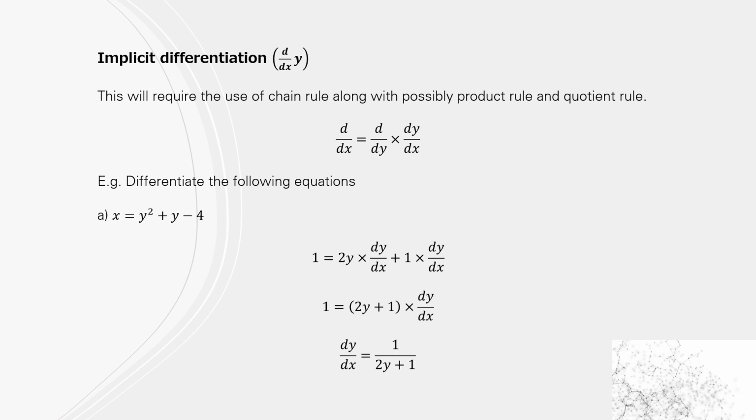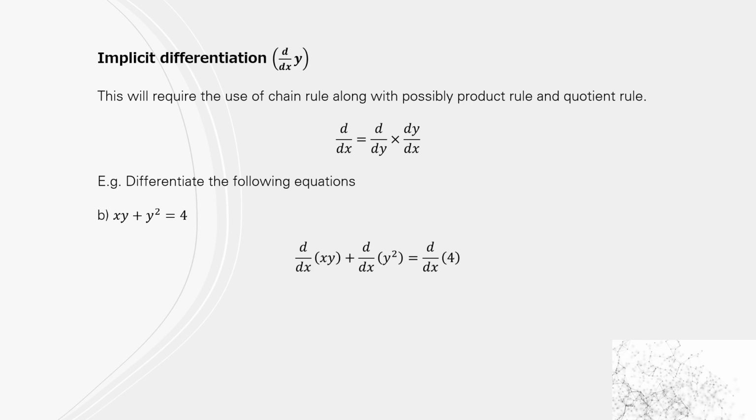So now collect like terms. So dy dx is a common factor on the right hand side. So that's 2y plus 1. So if I divide by 2y plus 1, I get dy dx is equal to 1 over 2y plus 1. So that's differentiated.